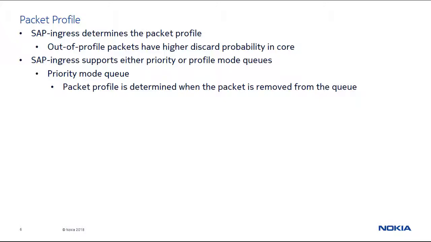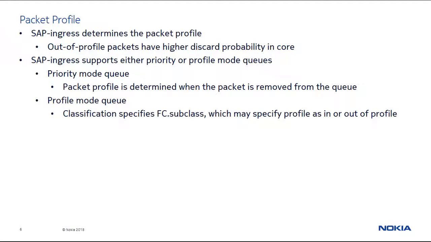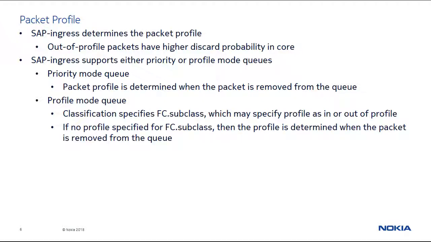With priority mode queues, the profile is determined when the packet is removed from the queue. For example, if a packet leaves the queue at a rate above the committed information rate, it will be marked as out of profile. With profile mode queues, classification can specify a forwarding class and subclass before the packet enters the queue. The subclass indicates if the packet is classified as in or out of profile. If no profile is specified during the classification, the profile is determined when the packet is being removed from the queue, just like priority mode.